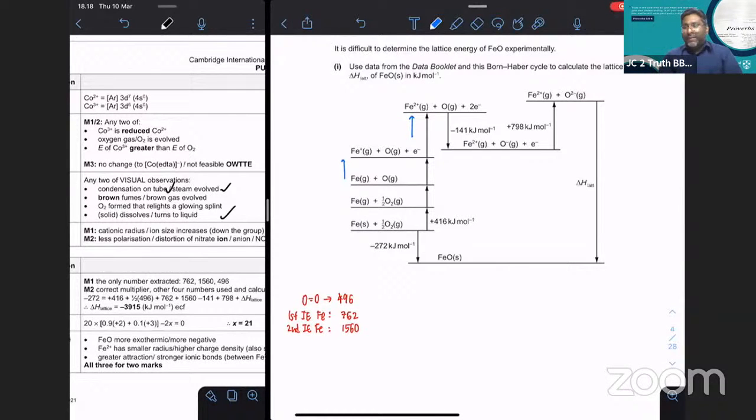But do remember, the new syllabus is going to provide the information that you require in the paper itself. So no need to worry about that. Now I provide for you here. So let's actually try to solve this.